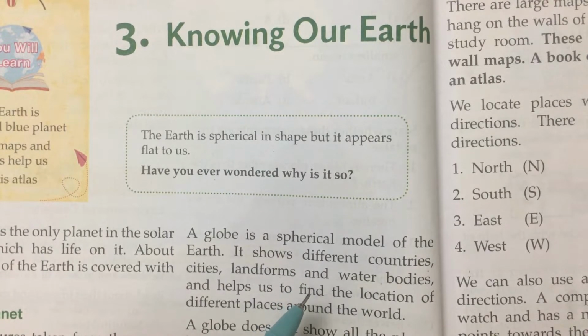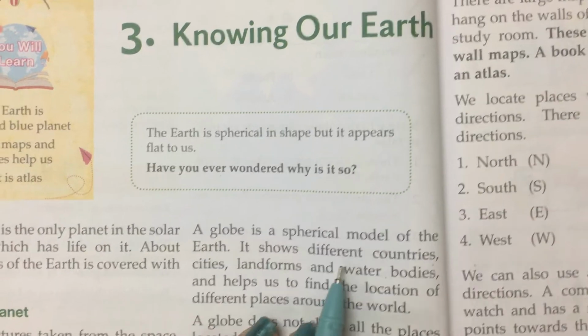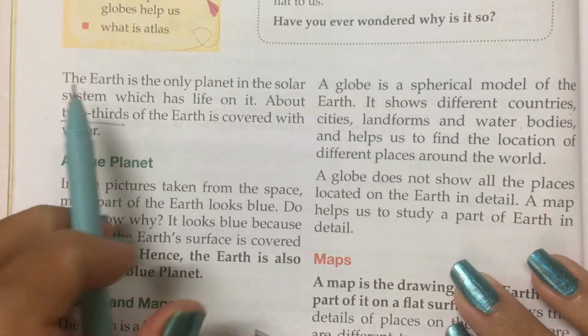Just imagine one ant walking on a watermelon. We know that a watermelon is round in shape, but for that little ant, it is just walking on a flat surface. That also happens to us. Now let's start the reading.